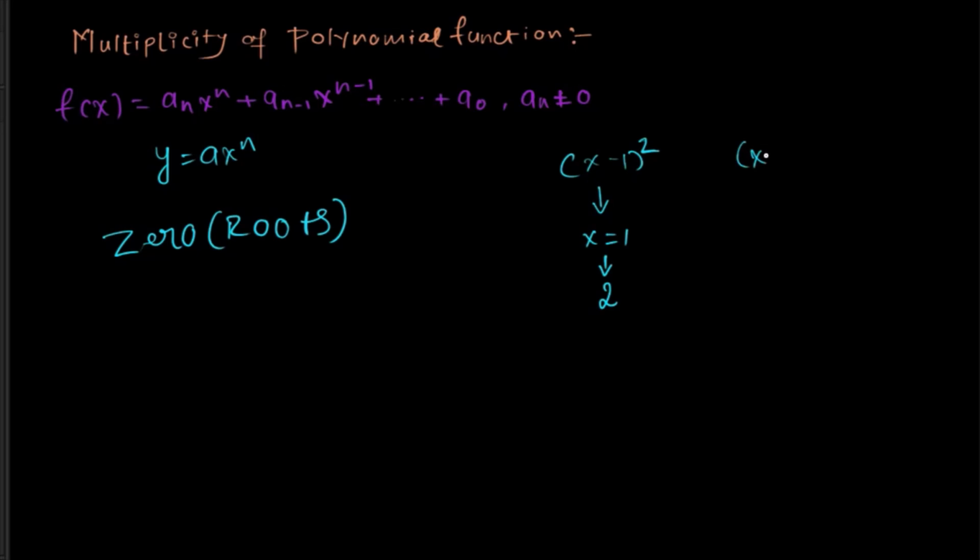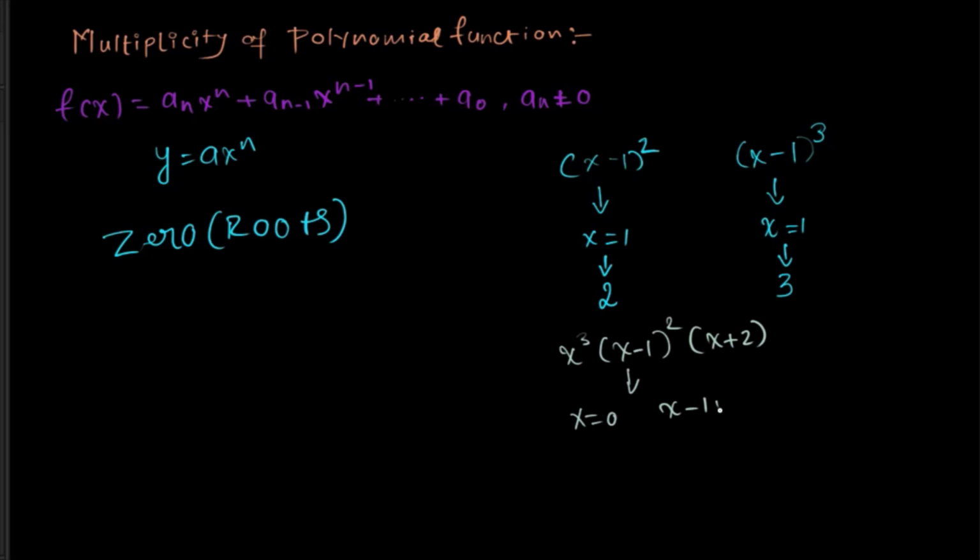If I have let's say x minus 1 whole cube, then in such case again the root is 1, but the multiplicity over here is 3. So if I have let's say a function where it is factored in such a way that it has a factor x cube, x minus 1 whole square and x plus 2, then in such case इसके roots है x equal to 0, x minus 1 equal to 0 and x plus 2 equal to 0, wherein the multiplicity of each root is 3, 2 and 1. Each factor has their own multiplicity. That is what I want to say.